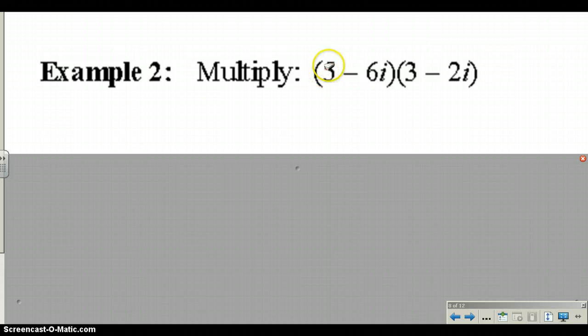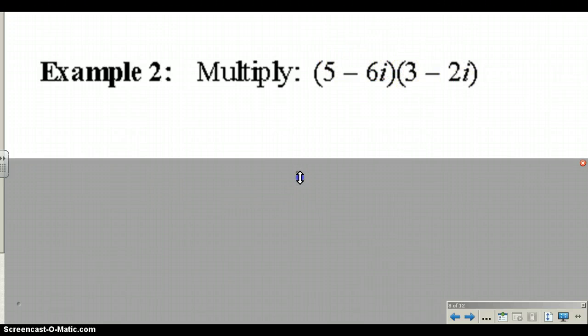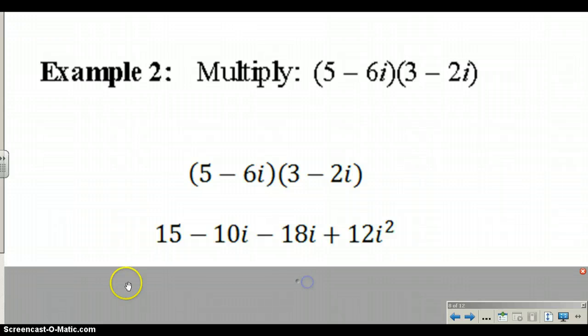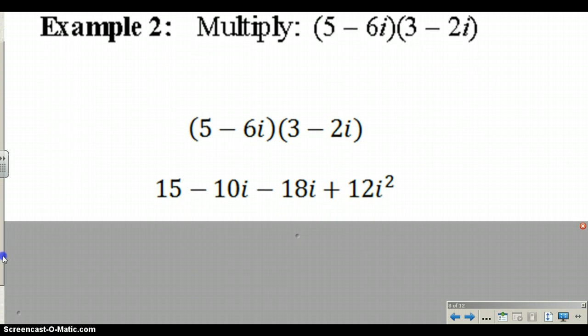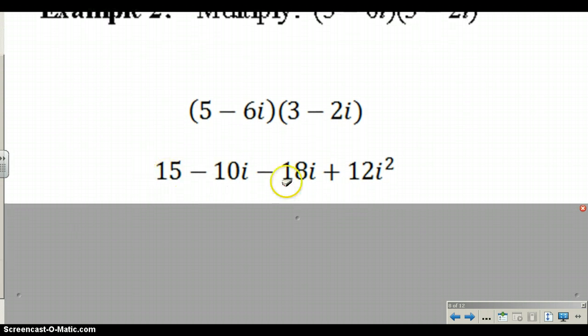So first would be 5 times 3, 5 times negative 2i, then negative 6i times 3, and negative 6i times negative 2i. So multiplied out, or FOILed out, that's what it would look like. So we have 15 minus 10i minus 18i plus 12i squared. At this point, like I said before, you can treat your i's as an x. So these two terms can be simplified to give you a negative 28i.